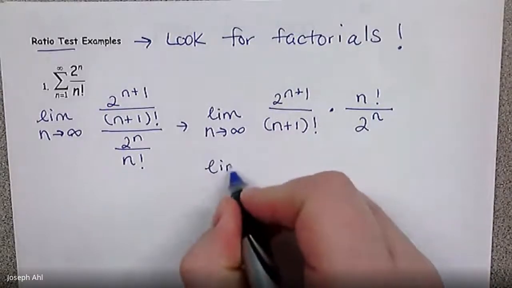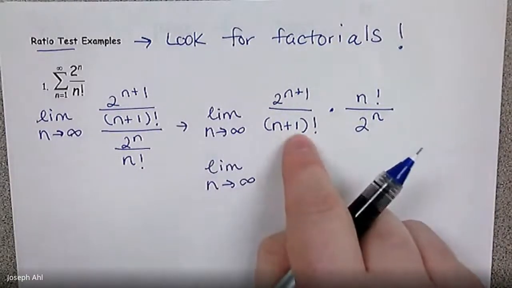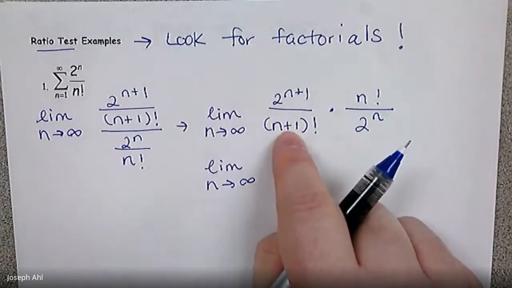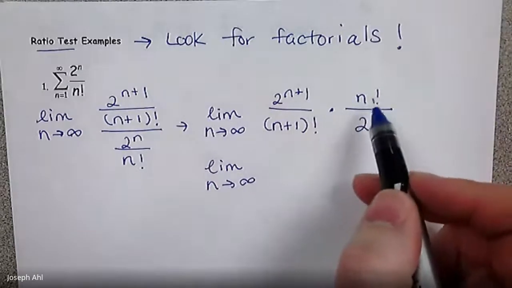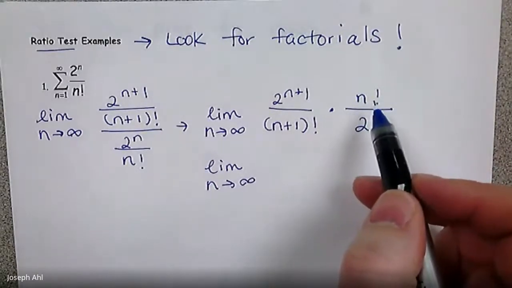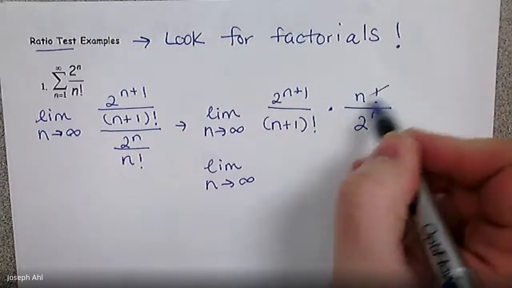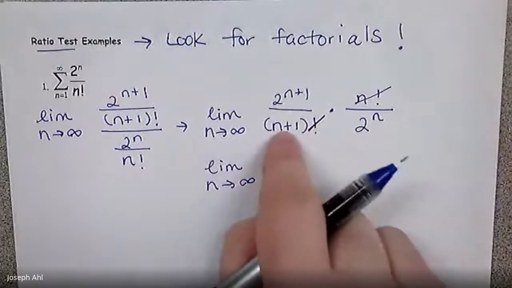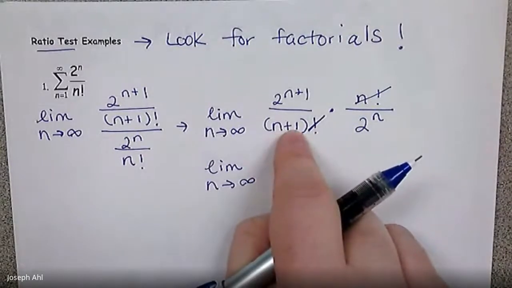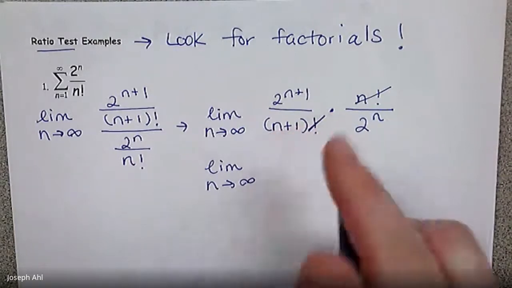This is going to become the limit as n goes to infinity of, think about n plus 1 factorial, which is going to be n plus 1 times n times n minus 1 times n minus 2, and so on. And that's exactly what n factorial is, with all of the terms. So in other words, this n factorial cancels with all of the factorial here. The only thing you would have additionally is n plus 1. So the denominator is just n plus 1.